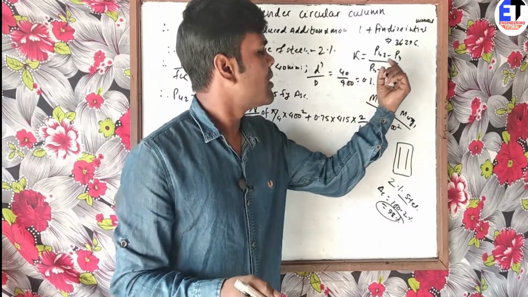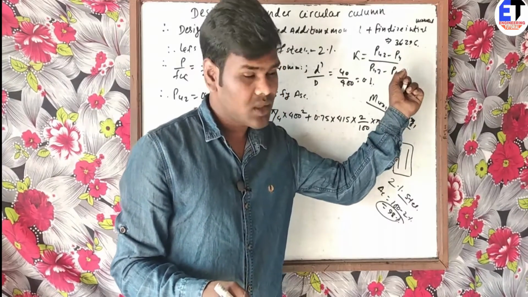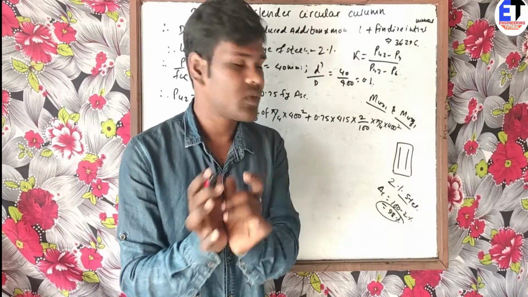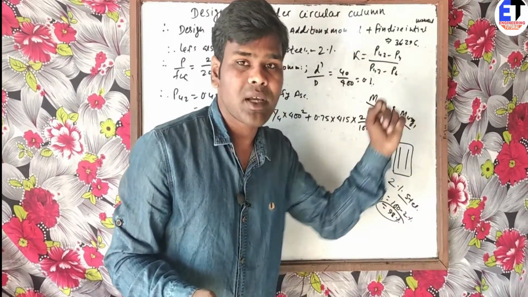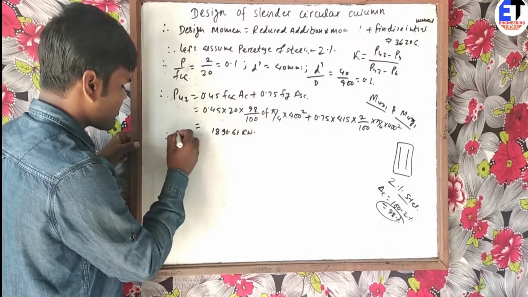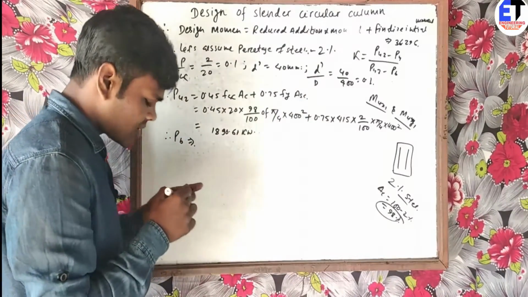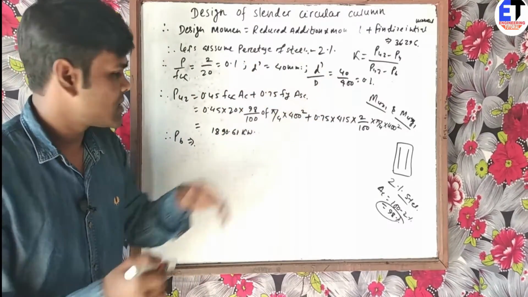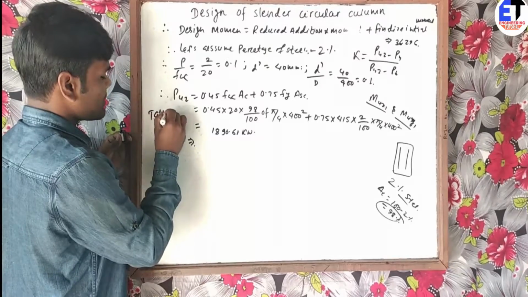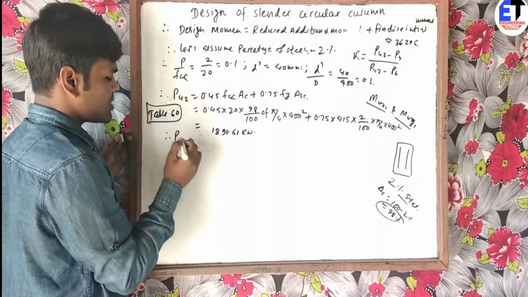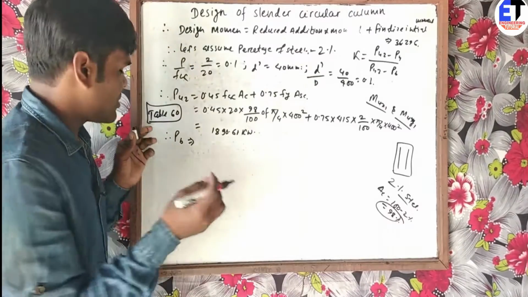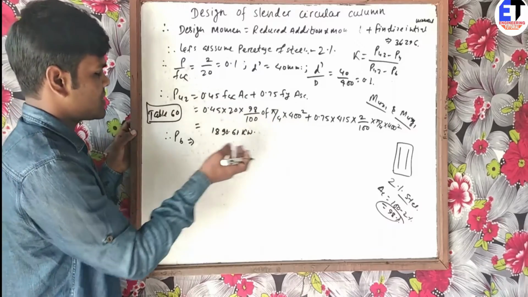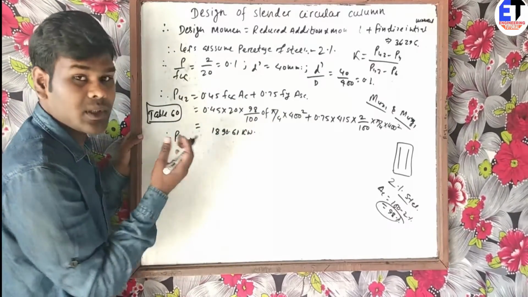Now the value of Pu is already given, which is 828 kilonewton. Now we are going to calculate the Pb value. The Pb value depends on a table given in the IS code, Table 60. You can calculate the value of Pb for the circular section. What is the expression for Pb? You can see the picture or the IS code.